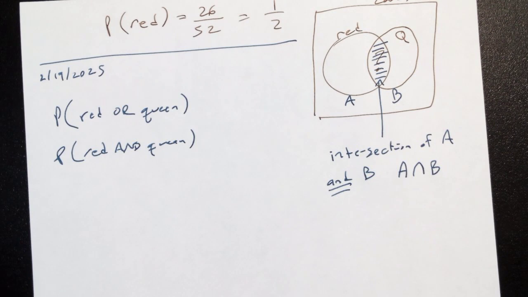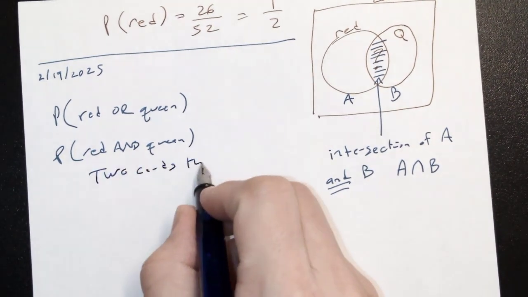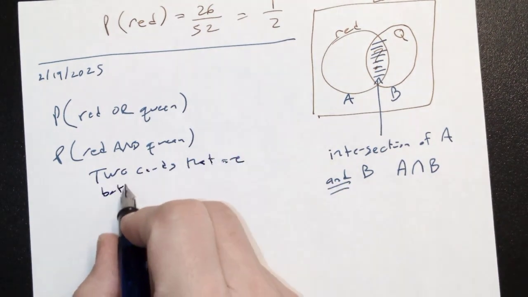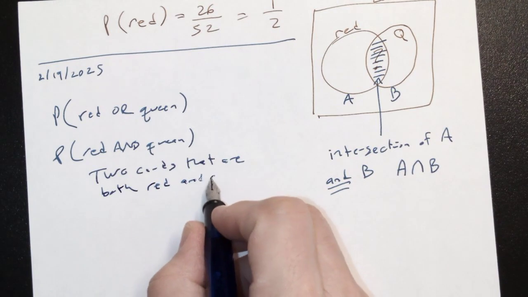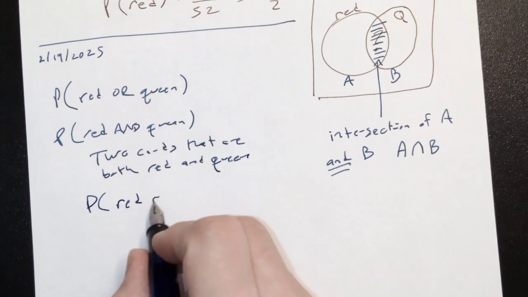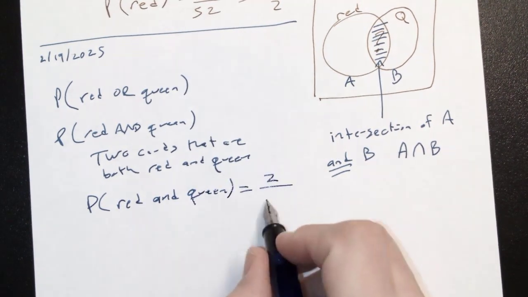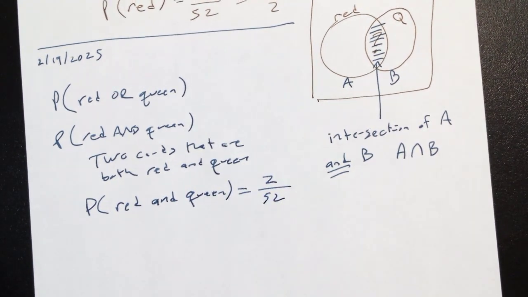So tell me, in my 2 sets, queens and red cards, do we have an intersection? The queen of hearts and the queen of diamonds, there are 2 cards in between. So I can say, wait a minute, there are only 2 here. So this probability is 2 out of 52.